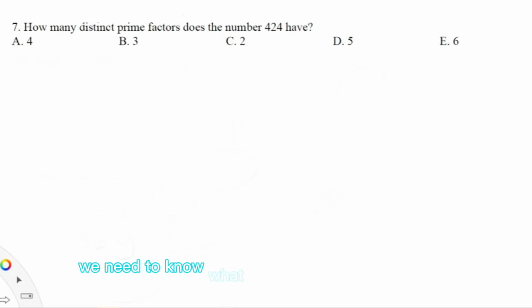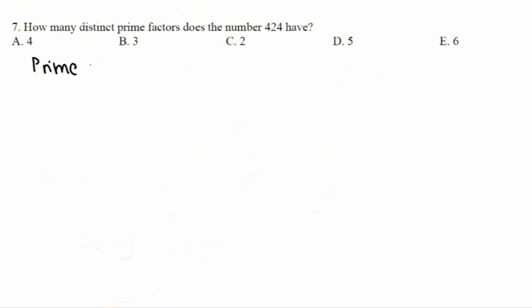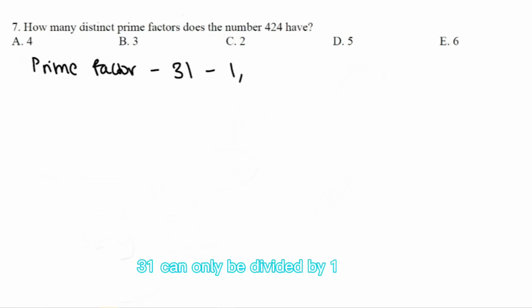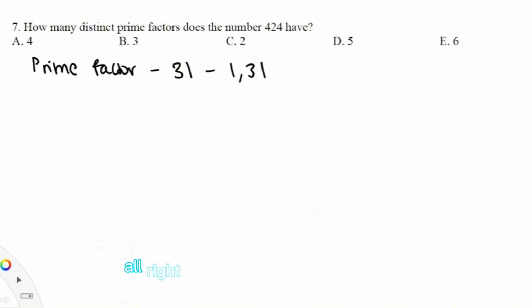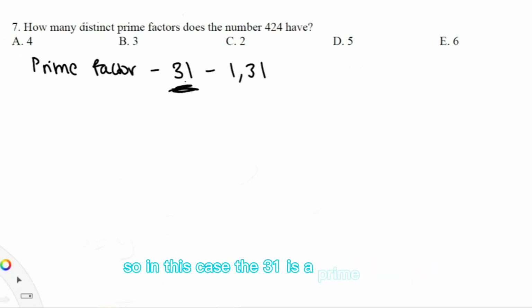Alright, so first we need to know what a prime factor is. So a prime factor is a number that cannot be divided by any number other than 1 and itself. So for example, 31 can only be divided by 1 and 31. Alright, but that's just a prime number. A prime factor is any prime number that divides a number evenly, so in this case, 31 is a prime factor.